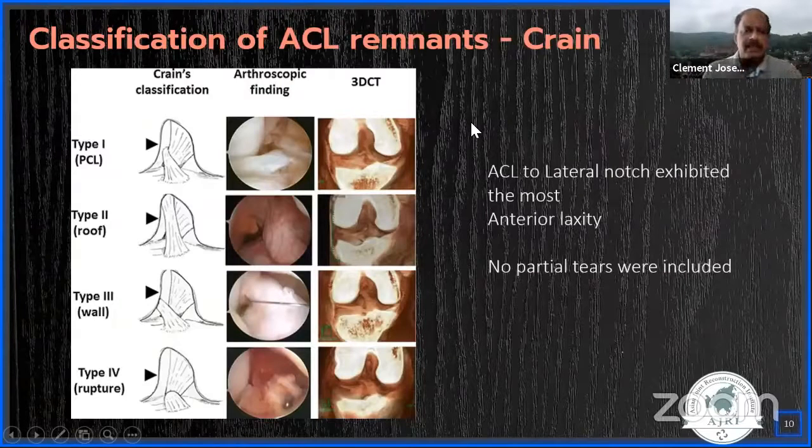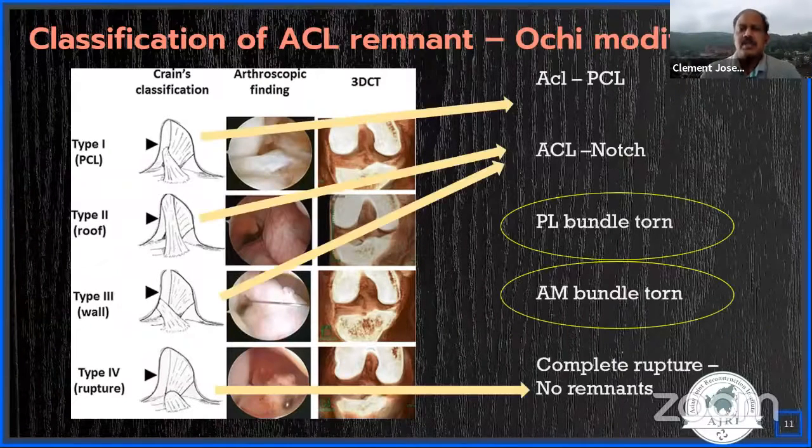The morphological patterns of ACL remnants in a complete tear were assessed by Crane et al. And they have classified the remnants into 4 types. In type 1, the remnant ACL was stuck to PCL. In type 2, the remnant ACL was stuck to the roof. In type 3, it was stuck to the lateral wall of the intercondylar notch. In type 4, there was absence of the remnant, hardly any remnant. But as you can see, this classification system did not include partial tears. Hence, Ochi et al. modified it by adding posterolateral bundle tears and anteromedial bundle tears.